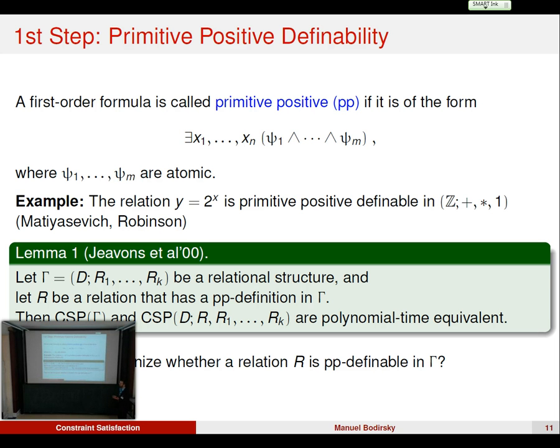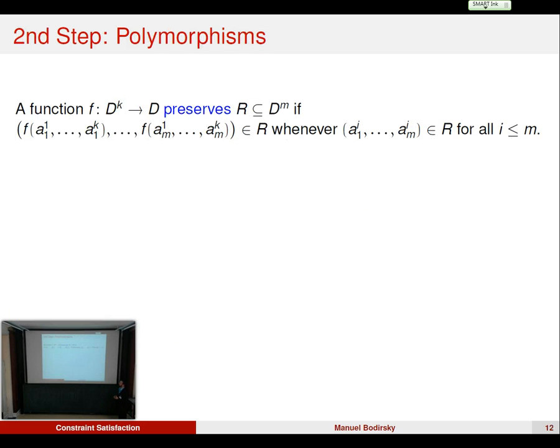So the central question is now, how do we recognize whether a certain relation R is primitively positively definable in some given omega categorical structure Γ? And for this, there's a very nice tool. So I need some standard notions. A function f from D to the k to D, which might be k-ary, preserves an m-ary relation if, when you apply f component-wise to the tuples from the relation, you get back a tuple in the relation.